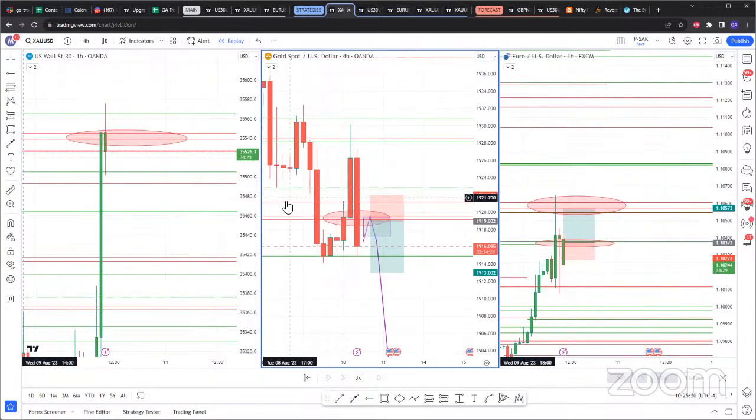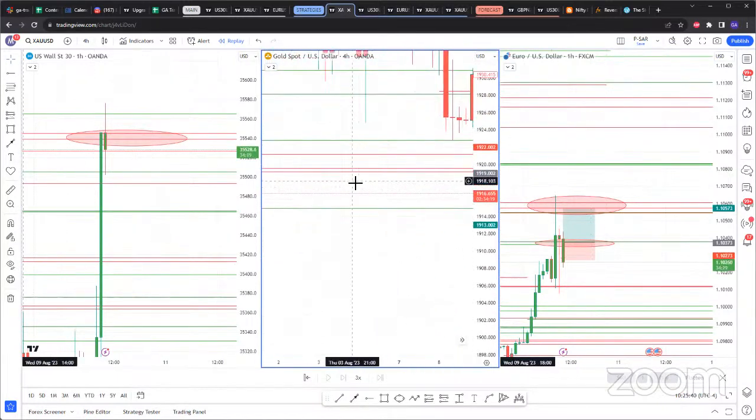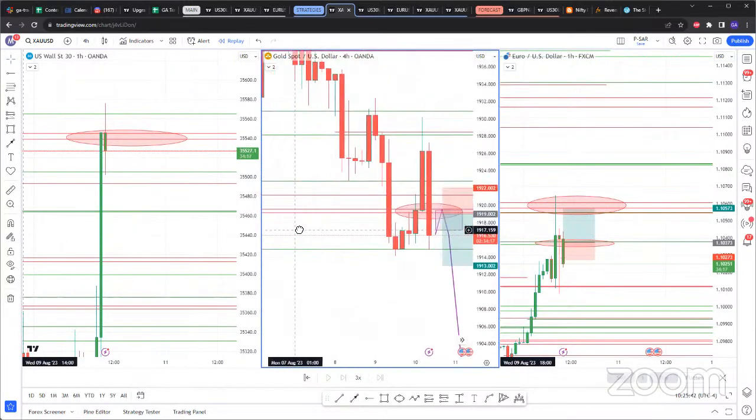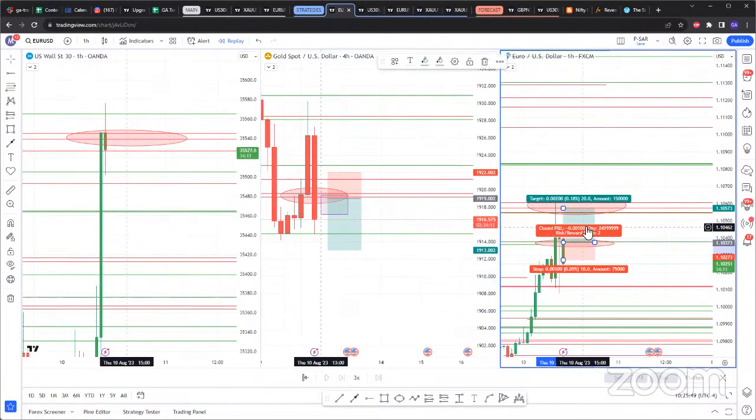And yesterday, I don't know if you guys remember yesterday, I mentioned that 1920 and 1919 are the next critical sell areas for gold, because I still remember that we had these double SARs. So that's my logic of entering these trades. Any questions on that?